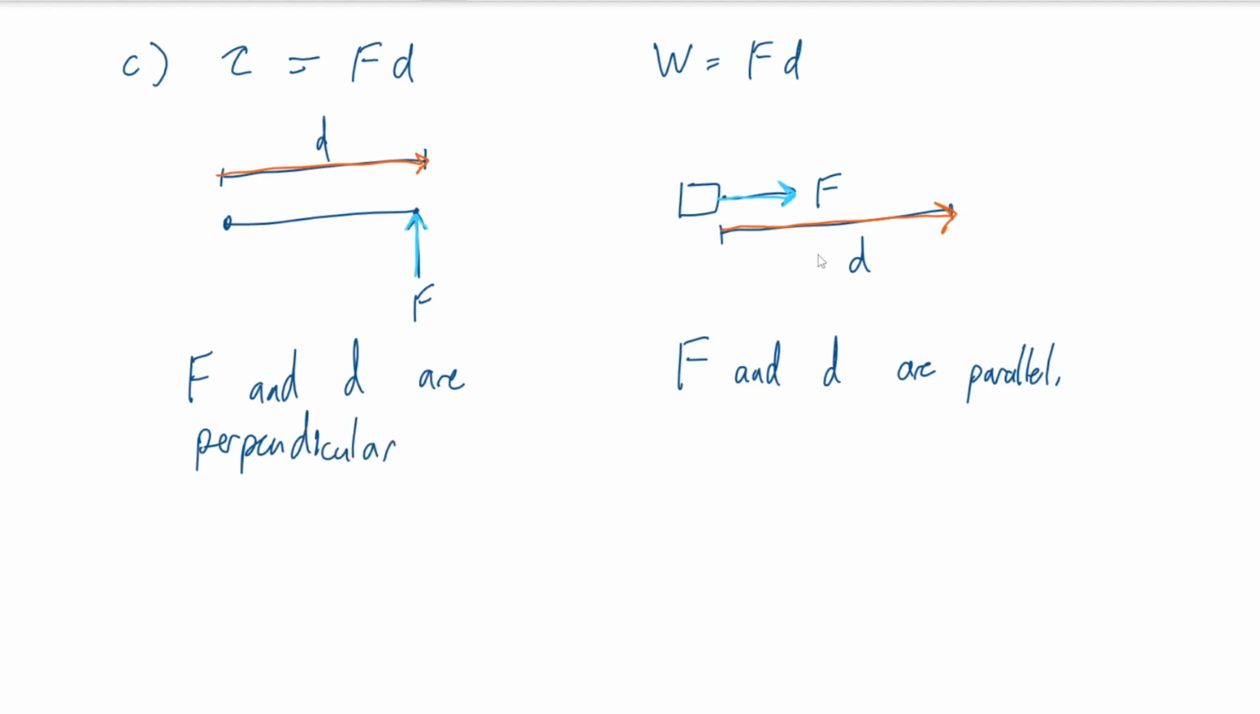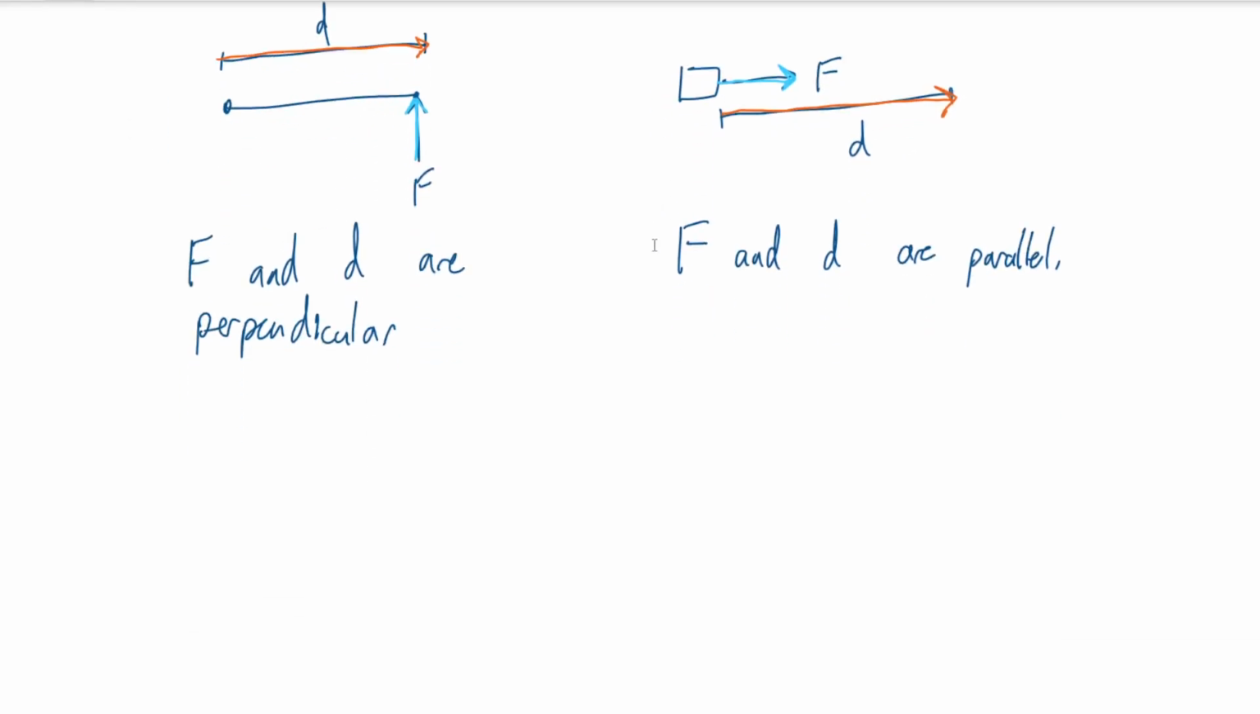Right, where F and D are both vectors, so they have direction and they are perpendicular to each other. Yeah, and that is the difference, right?